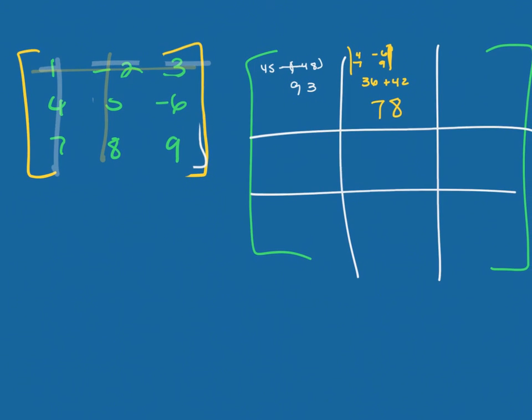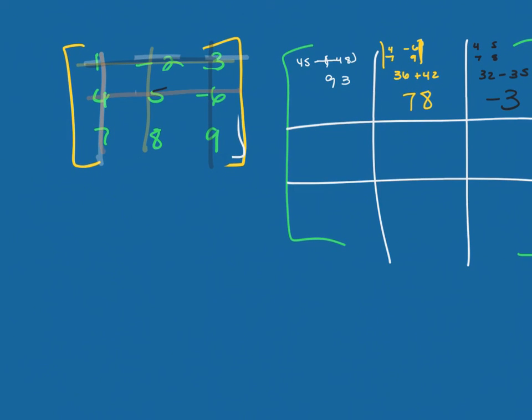Then I go to row 1, column 3, and I cross through the column and the row that that's in. And I'd find the determinant of 4, 5, 7, 8. And that's 32 minus 35, which is negative 3. Then I go row 2, column 1, and I cross through row 2, column 1, and I'm finding the determinant of what's left, negative 2, 3, 8, and 9, which is negative 18 minus 24, or negative 42.